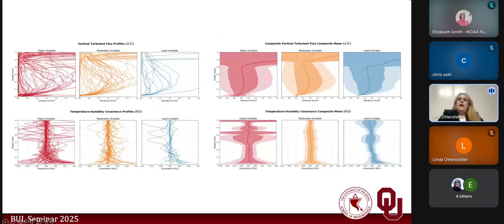So continuing on, here we show the vertical velocity variance and temperature humidity covariance. And the vertical velocity variance peaks around z over zi equal to 0.4, and it increases with instability, which reflects stronger turbulence. The covariance profiles are more variable, especially under weak instability that you can see here.